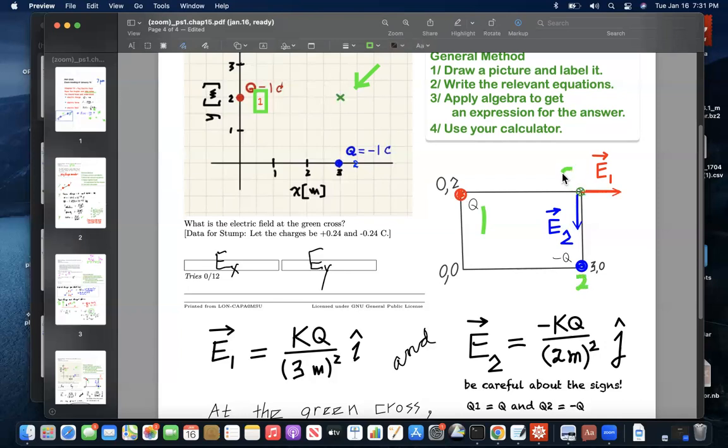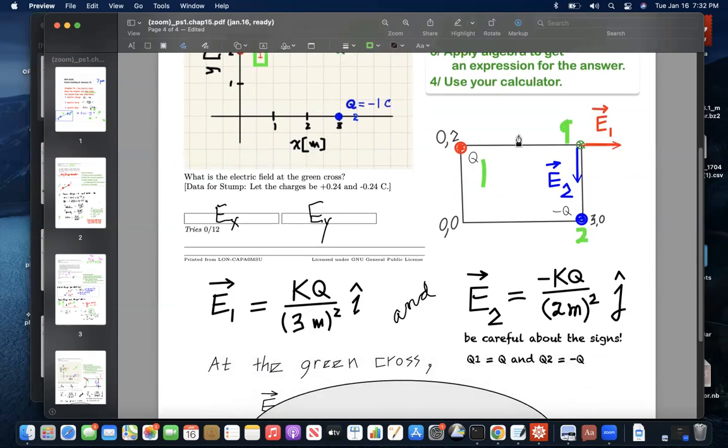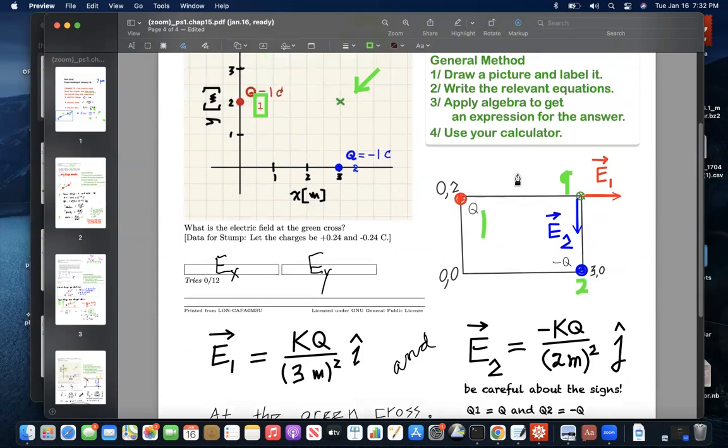If I put a little test charge here, call it little q, and make it positive, then there would be a force directed away from Q1. And the electric field is the force divided by q, so that would be the force E1. Here, the force would be directed towards Q2 because this one's positive and this one's negative, unlike charges attract. So that's the first step. Draw a picture and label it.